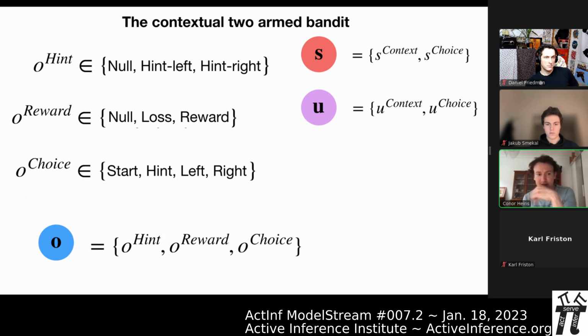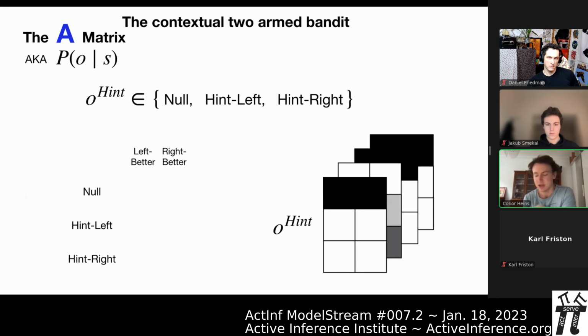Okay, and so that's the three observation modalities. We've done the hidden states and the controls. So now we're in a position to start building the A arrays for this agent's generative model. For each modality-specific A array, we're going to have as many rows as there are levels of that modality, and then 2 columns and 4 slices.